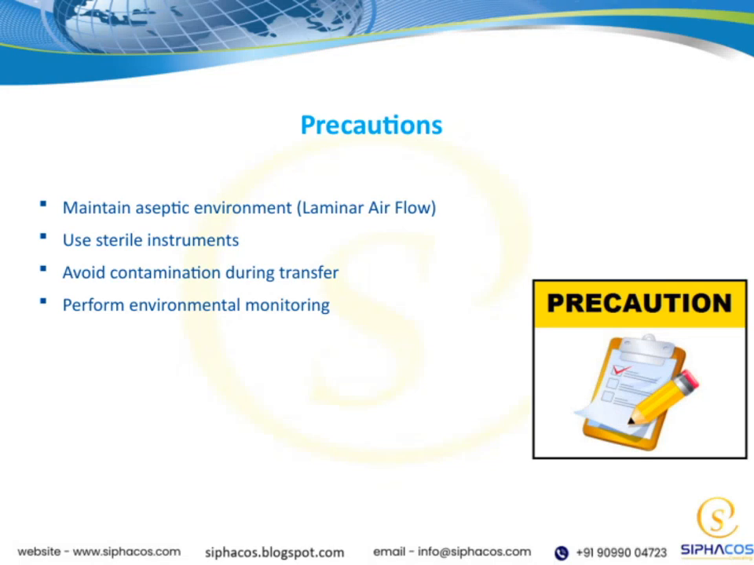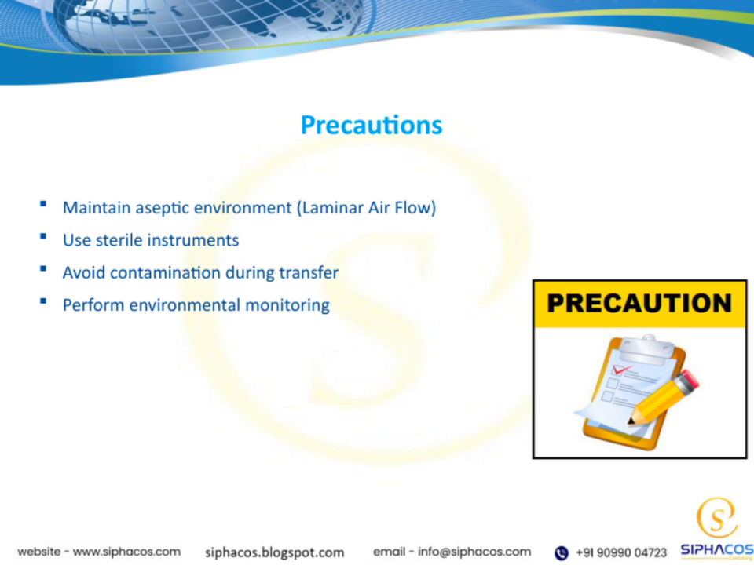Now, let's talk about some key precautions to ensure safety and effectiveness in our procedures. First, maintaining an aseptic environment is crucial, and that's where the laminar air flow comes into play. It creates a sterile zone, reducing the risk of contamination. Next, always use sterile instruments. This might seem straightforward, but it's fundamental to prevent introducing any unwanted microbes into the process.